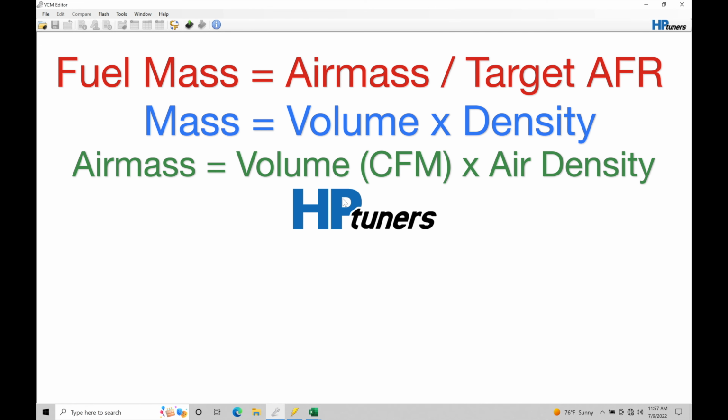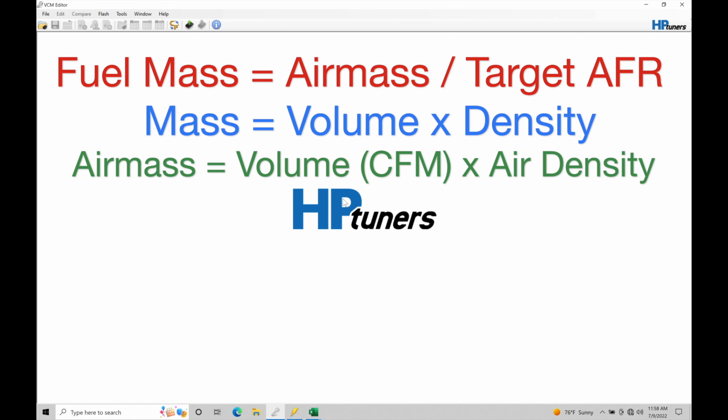So we need to be able to track air mass, and we do that by knowing both the volume flow and the density. The density is an aspect of both temperature and elevation, so that all needs to be accounted for. So when we're talking about air mass in our equation of fuel mass is equal to air mass divided by target air fuel, we're going to find that the air mass is going to be measured from our mass airflow sensor. The mass airflow sensor is fitted onto our intake track of our engine. It's going to be measuring how much airflow is being ingested into the engine at any given time.